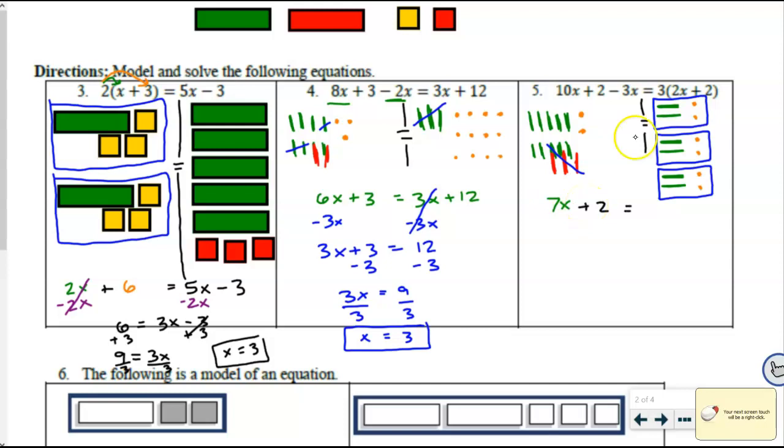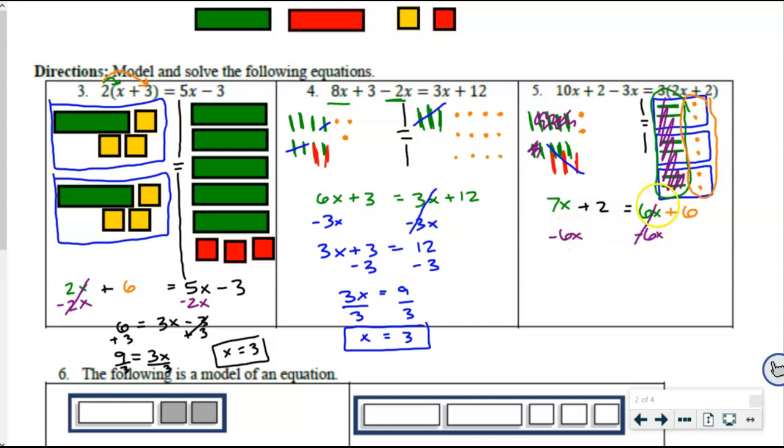Now it's time to worry about this other side. This other side, as I'm simplifying, I can see I'm looking across the groups. 3 groups of 2x tiles, or 3 times 2x, is 6x tiles. And 3 groups of 2, or 3 times 2, is 6 unit tiles. Gonna go ahead and get rid of these 6x tiles, balance it by getting rid of 6x tiles on the other side. And that leaves me with, algebraically, subtract 6x, subtract 6x.